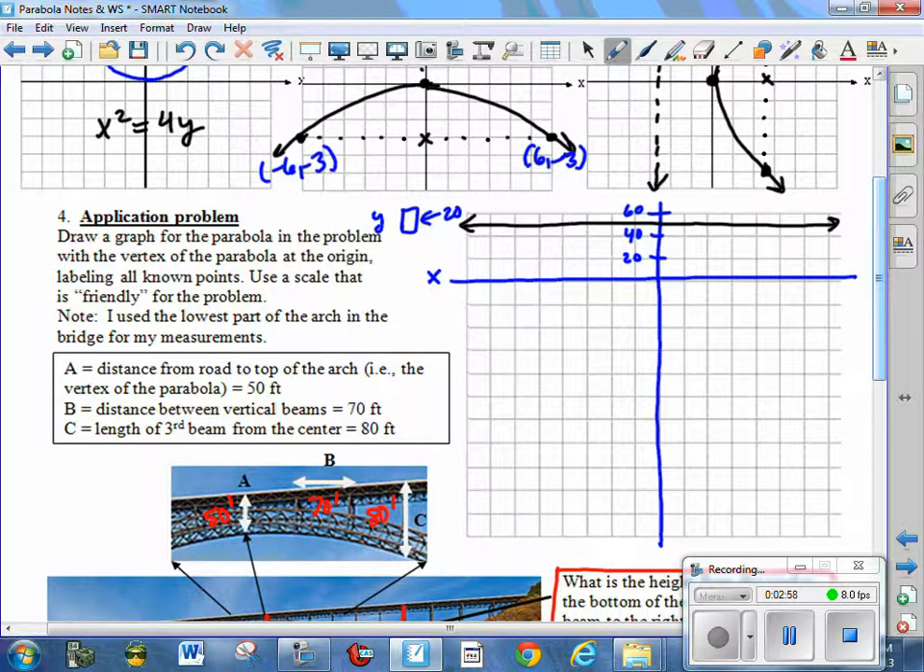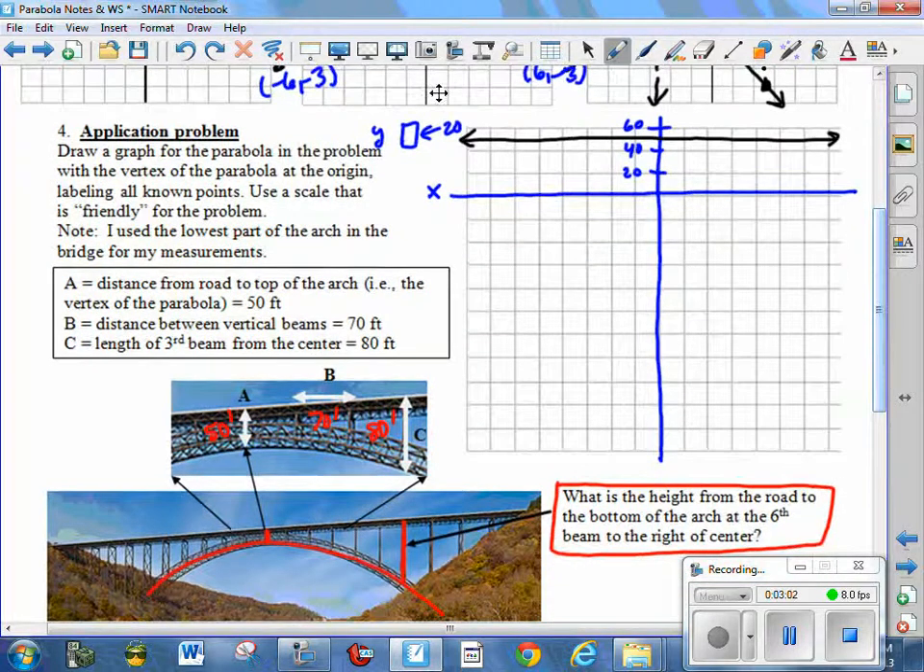Then I want to mark my x direction. If we look at my x direction, we need to get out to the sixth beam. So I better make each one of my x-axis marks the width of a beam, which is 70. So when I go out here, 1, 2, 3, 4, 5, 6, since they're each 70, the third beam would be at 210, and the sixth beam then would be at 420. And then I can do the same thing in the opposite direction, negative 210, negative 420. There's my vertex at the origin.